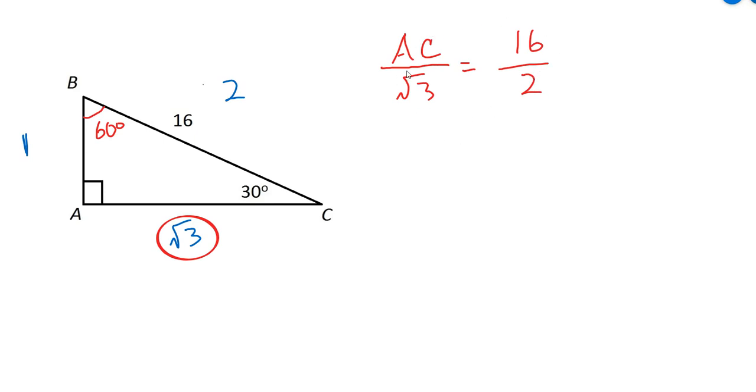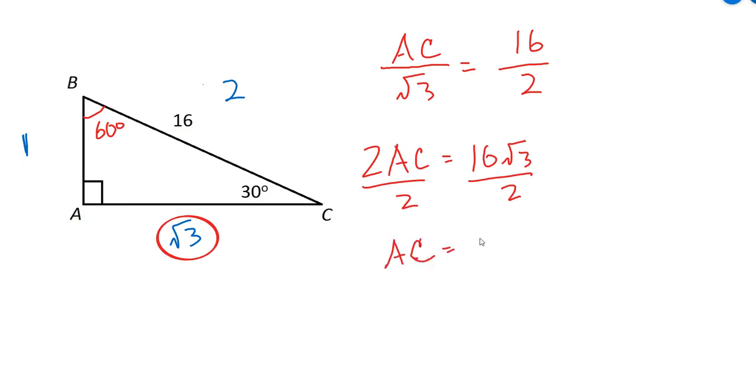Now, if I do my cross multiplication, 2AC is going to be equal to 16 root 3, and I'll divide through by 2, and thus AC is going to be equal to 8 root 3.